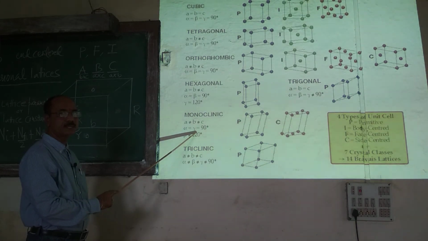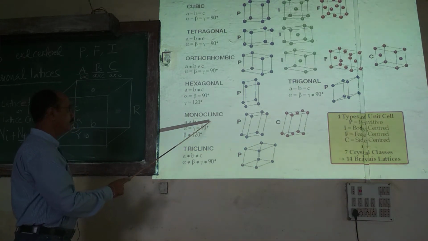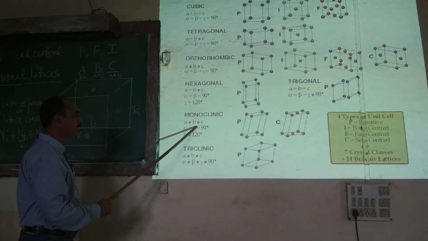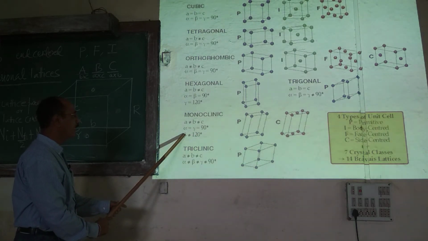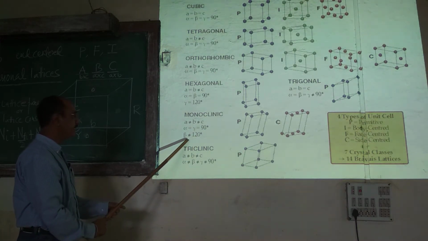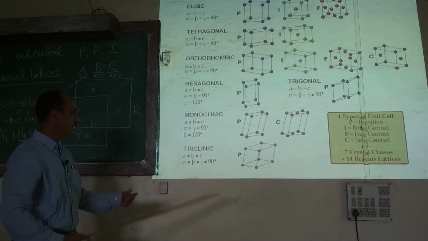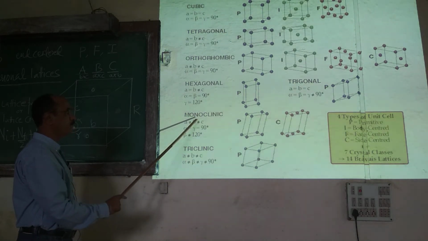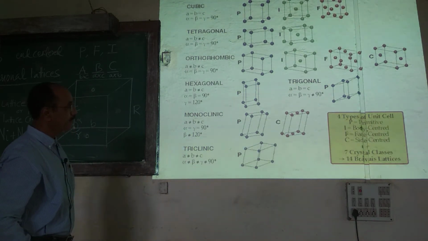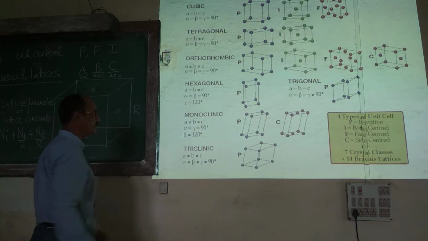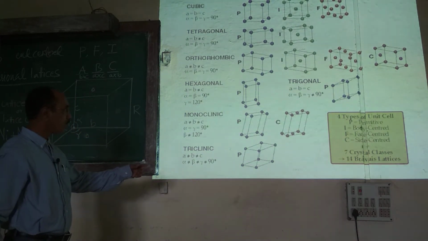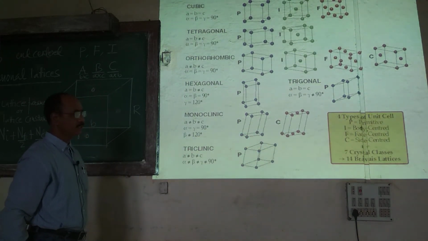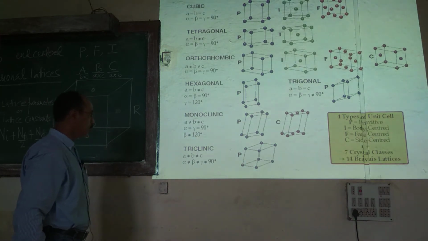Now the sixth crystal system is monoclinic. Monoclinic is defined by the lattice parameters A is not equal to B, B is not equal to C, alpha and gamma are equal to 90 degrees, beta is not equal to 120 degrees. These are the lattice constants for a monoclinic crystal system. Again, there are two Bravais lattices for a monoclinic crystal system: simple monoclinic and end-centered monoclinic.